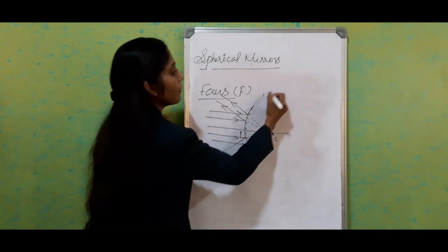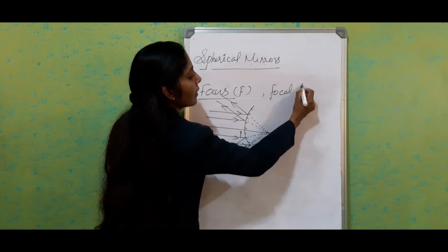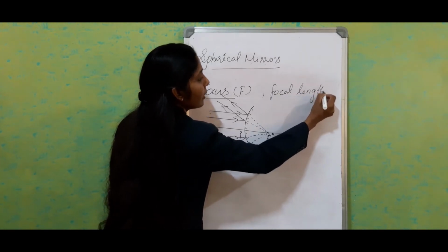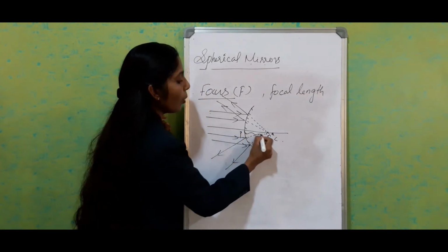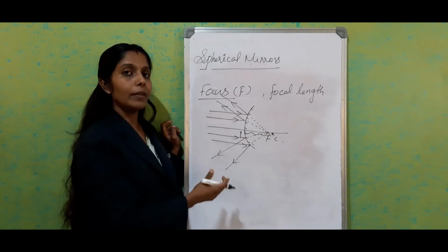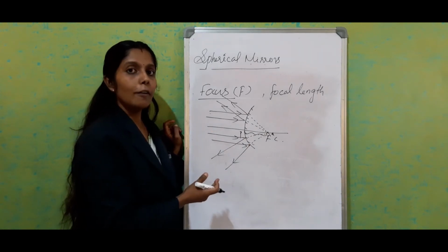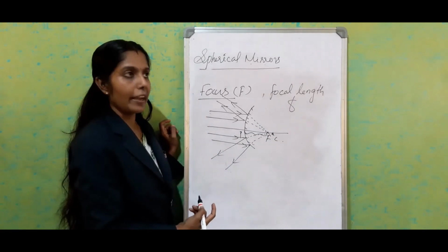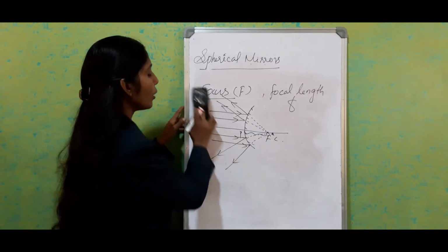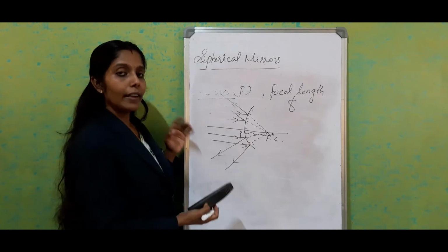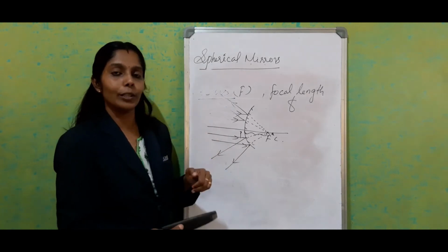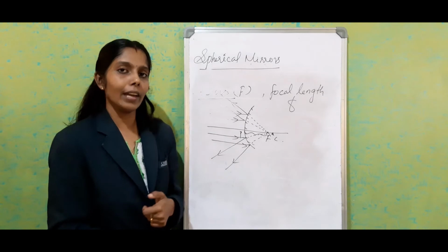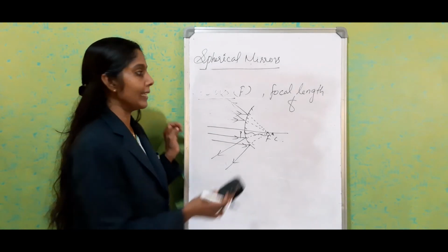Our next one is focal length. Focal length means the distance between the pole and the focus. This is always represented by the small letter f. And we cannot always say that the incident ray will be parallel to the principal axis. Then how can we find out the focus? That we will see.